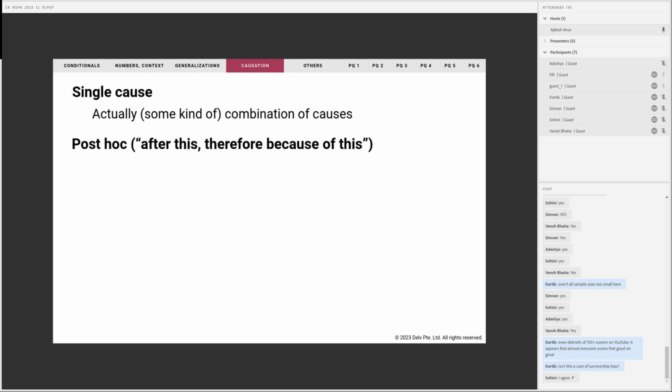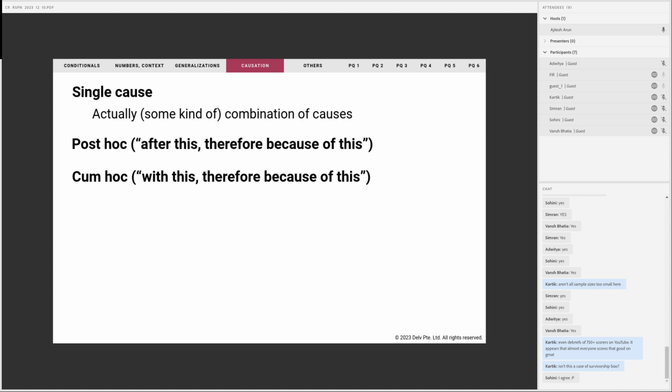So that's one error when it comes to causation. Another one is post hoc. It basically means after this, therefore because of this. Sometimes just because something happens after something else, we assume that the first thing was the reason for the second thing. That may not be true.